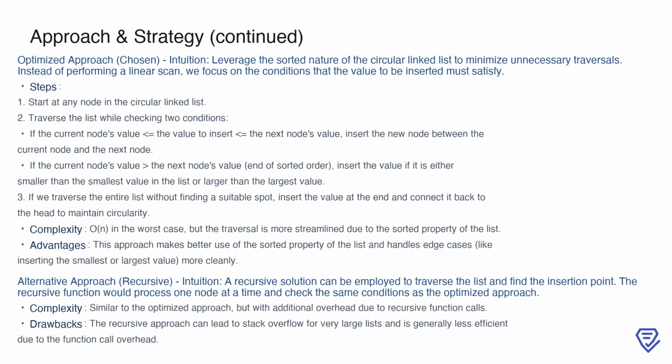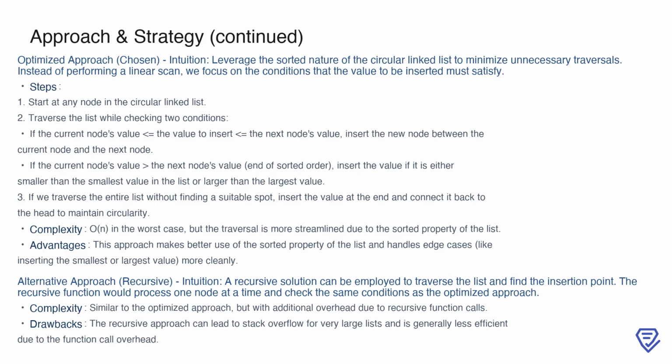If the current node's value is greater than the next node's value, which indicates the end of the sorted order, we insert the new value if it is smaller than the smallest value or larger than the largest value in the list. In the rare case that no suitable spot is found after traversing the entire list, we insert the value at the end and reconnect it to the head to maintain circularity. While this approach also has a worst-case complexity of O(n), it is more efficient overall because it uses the sorted property to streamline traversal and handles edge cases in a clean and structured way.